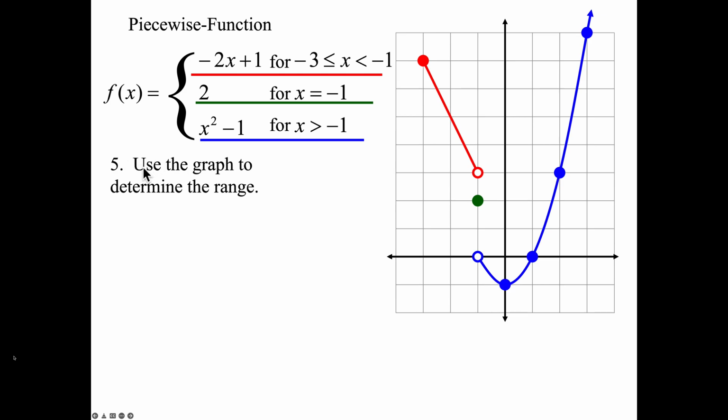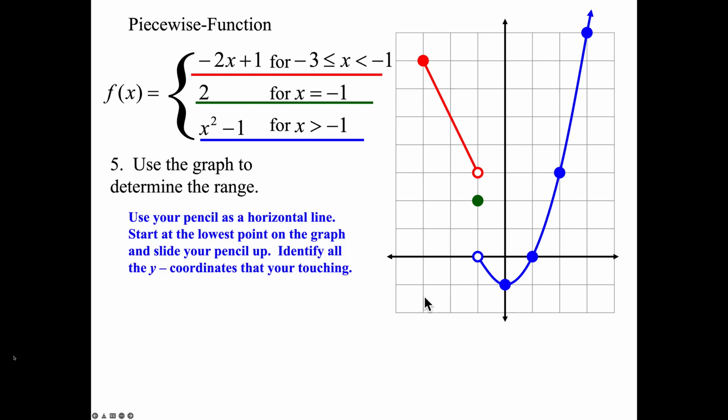Number 5, use the graph to determine the range. Okay, well the domain was done with a domain restriction. The range, you literally have to graph it. So we'll start, again, take your pencil or make a horizontal line down here at the bottom. Indicate the very first y that you can touch, it's -1. And then we're going to slide this going up, and we're still touching the graph, all the way up to that arrow, which means we're going up to infinity. So my range would be bracket -1, comma, infinity.